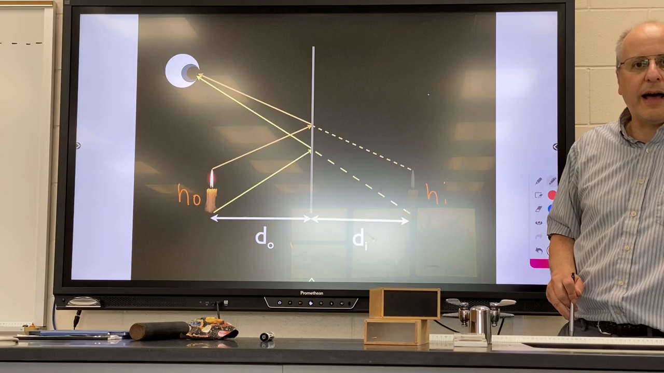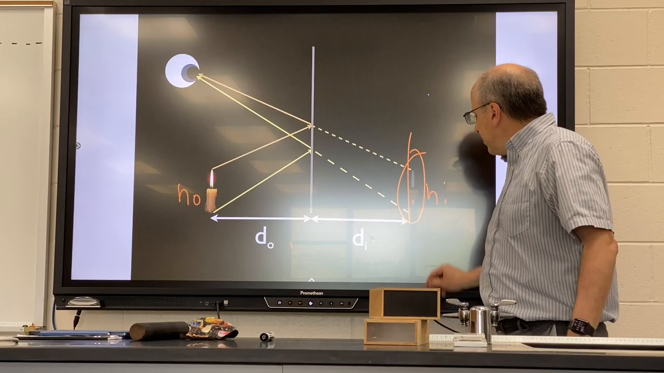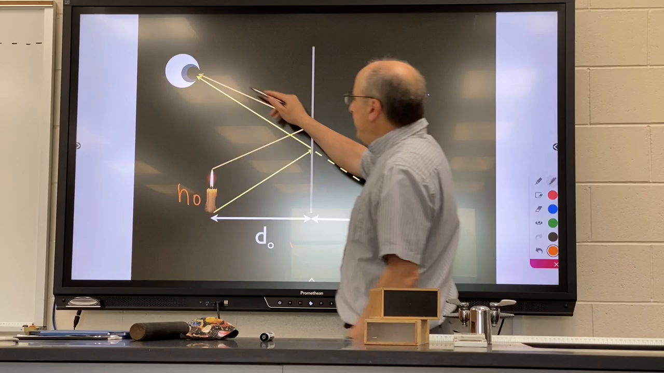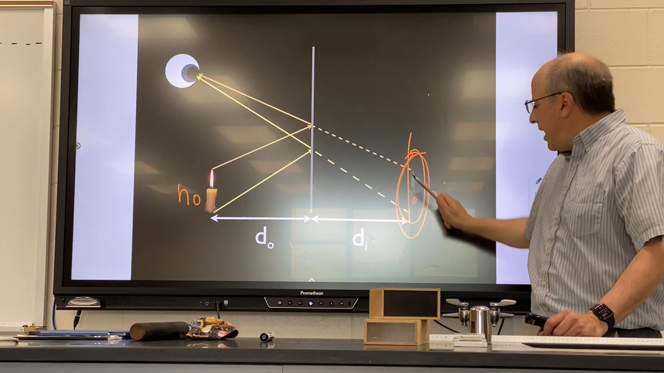Realize that there is not really any light reaching this spot. This is not a real image. Putting something back here to try to capture that light and turn it into some kind of actual image would not work. This is an imaginary image that is only formed because the brain of the person viewing it thinks that the light traveled to them in a perfectly straight line, which means that they think that the object was actually behind the mirror, when in reality, the object was in front of the mirror.